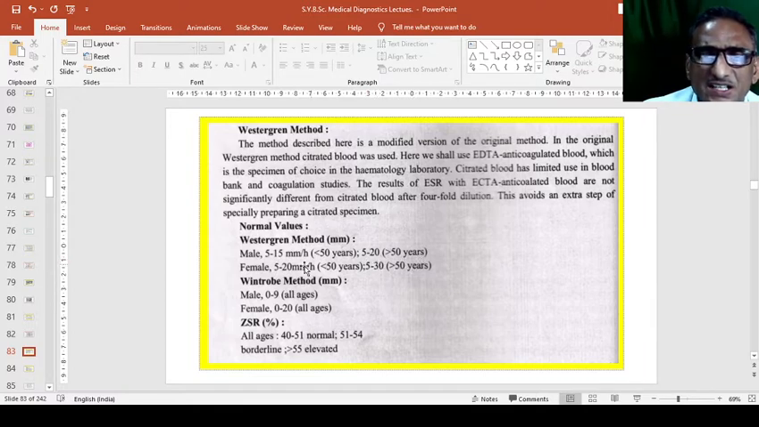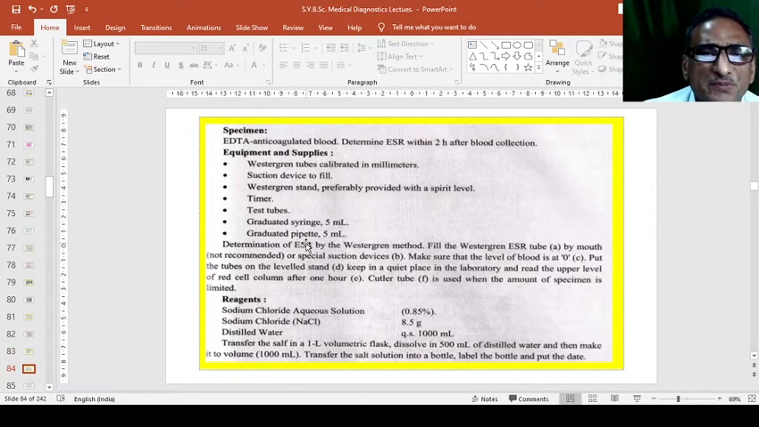So this is the difference between male and female. Then in the Wintrobe method, this is the difference in male and female, 9 or 20. Then for ESR percentage, at all ages, 40 to 51 is normal, and if it decreases or increases, then an abnormality appears in the patient or in the blood given by the person.